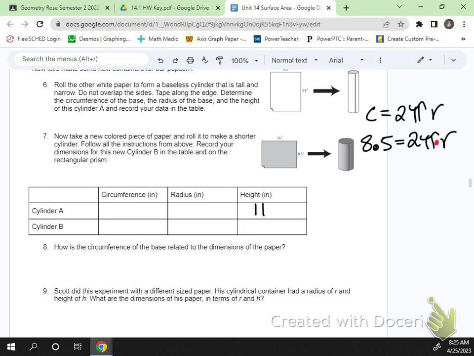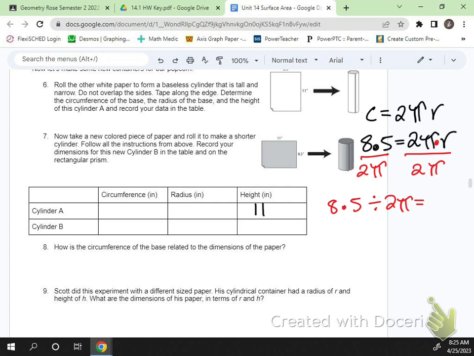Get rid of the 2 pi. How do I undo multiplication? Divide. So you do need your calculator. In your calculator, you're going to do 8.5 divided by 2 pi. And what do we get? It's going to be a decimal. It's going to be okay. What do we get?